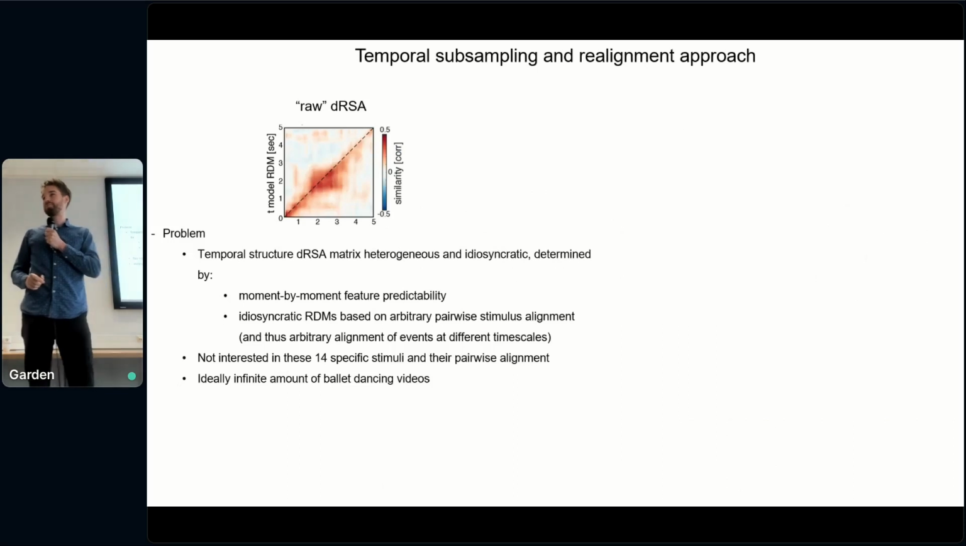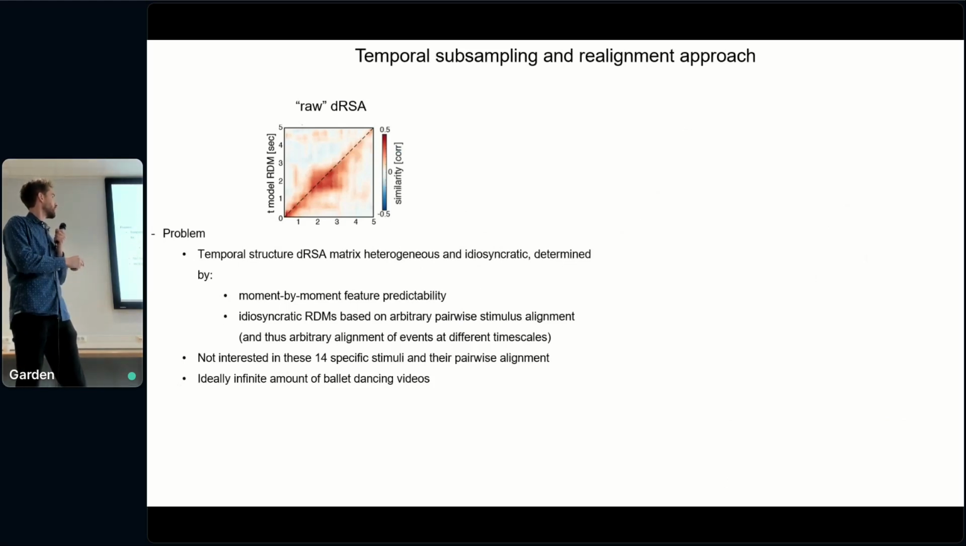Okay, so this is a step that we figured out is quite helpful for dynamic stimuli. If you do the analysis as I explained so far, you would get something like what you see here. This is for pixel-wise similarity. And as you can see, it's very inhomogeneous over time.